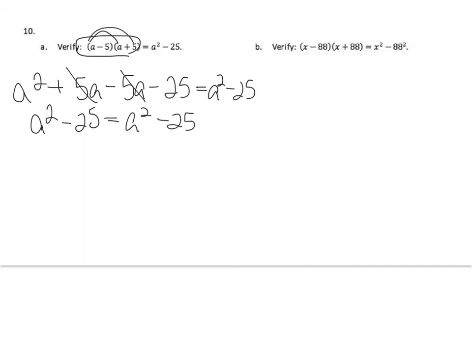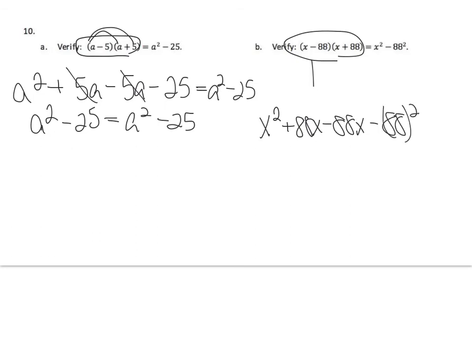Cool. Now let's try this one. Okay, multiply those. First, outer, inner, and then last. I don't know what 88 squared is. Did not memorize that one. So I have x squared minus 88 squared equals x squared minus 88 squared. We're good to go.